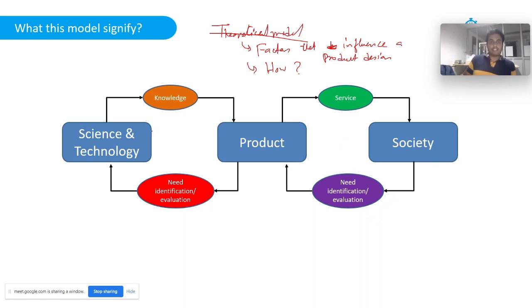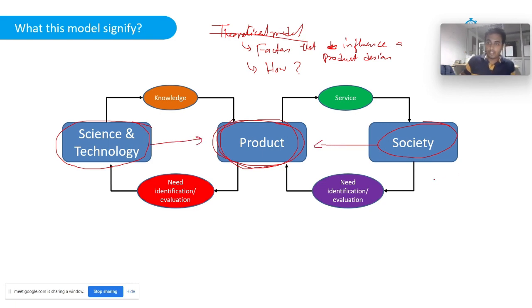What are the key factors here? Are these three the key factors? When you want to design a product, you basically have one factor, society, the other factor is technology, and the product itself, and they influence each other to bring the requirement for the existence of a product. Okay, so these are the key factors.